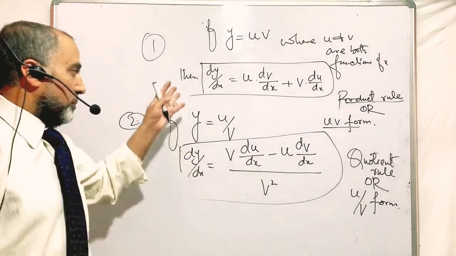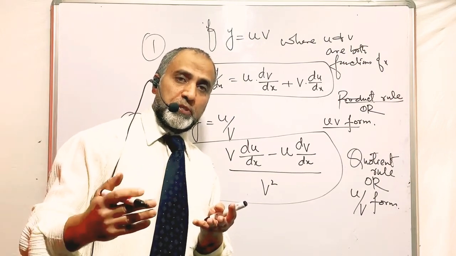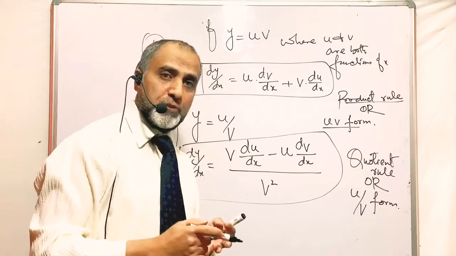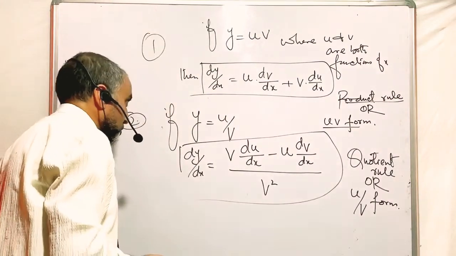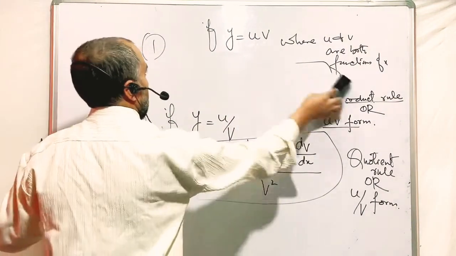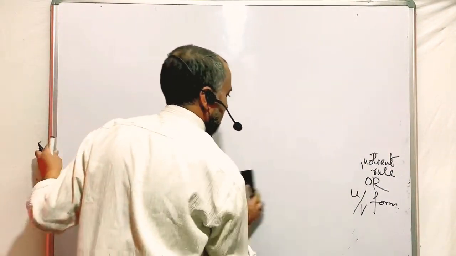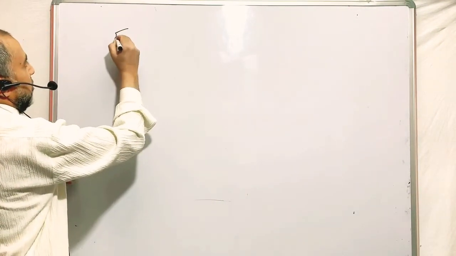Okay, you have to remember these two formulae by heart, that is the product rule for differentiation and the quotient rule for differentiation. We'll now take examples to understand things well. Example first.